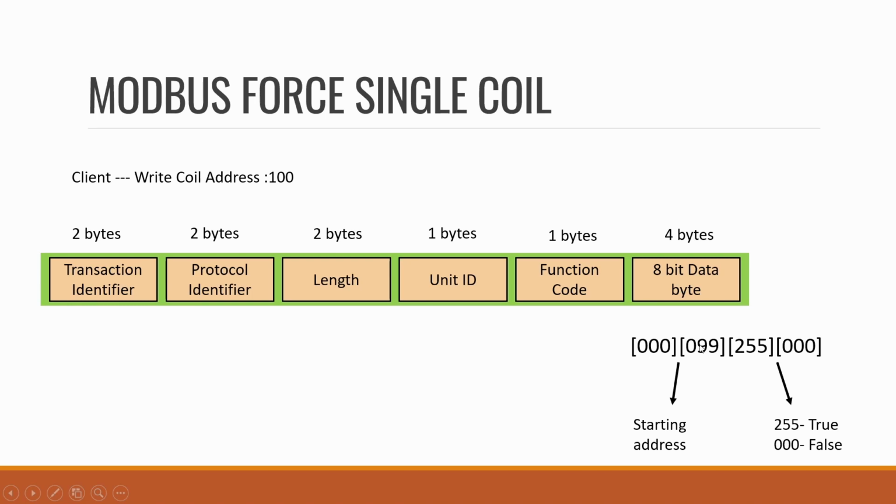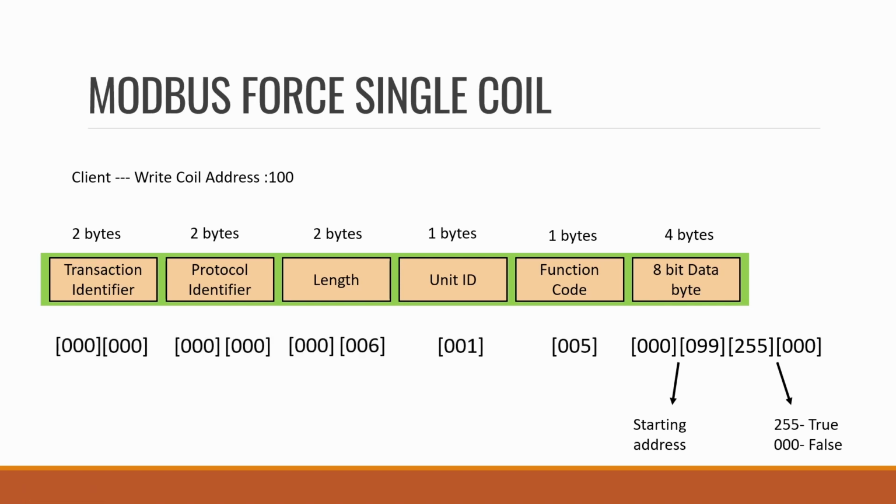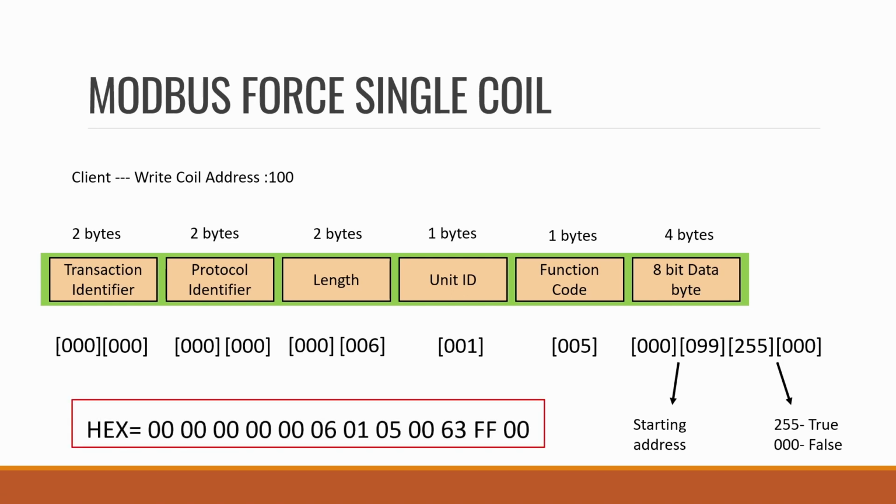So here is the starting address as usual. So function code is 5, unit ID 1, length is 6, protocol identifier 00, transaction identifier 00, and your hexadecimal equivalent for the same. Okay, so now we will go to WinC in order to simulate the same and analyze the data packets.